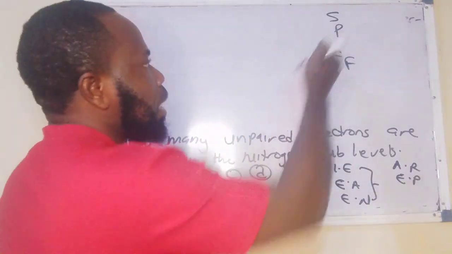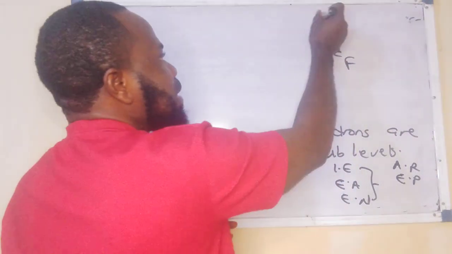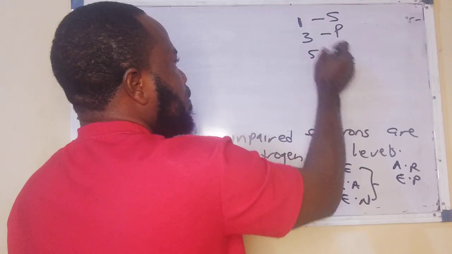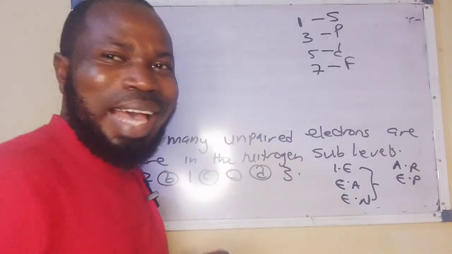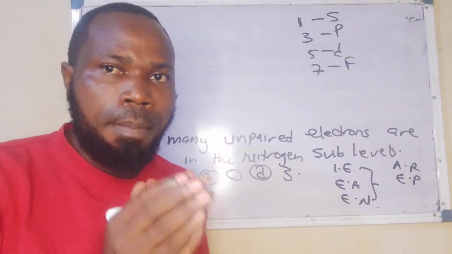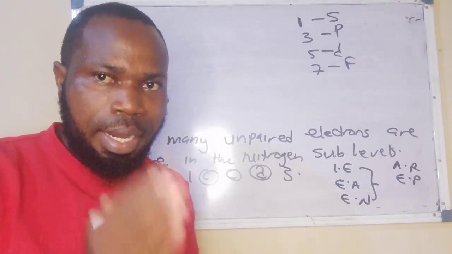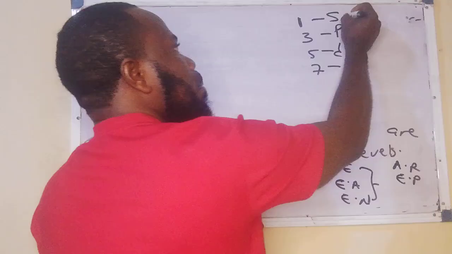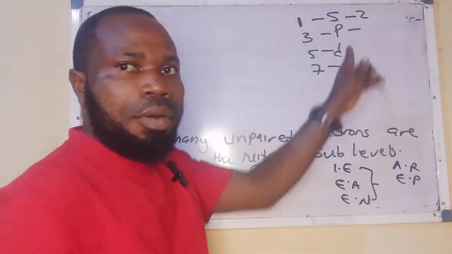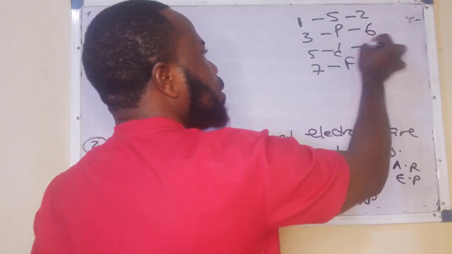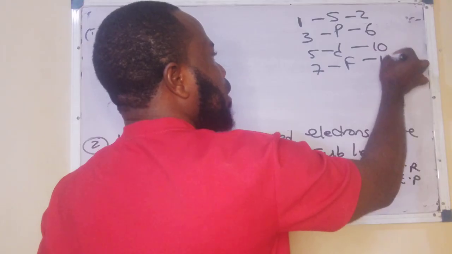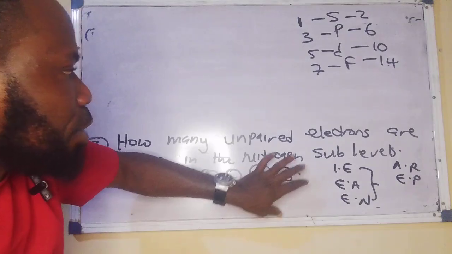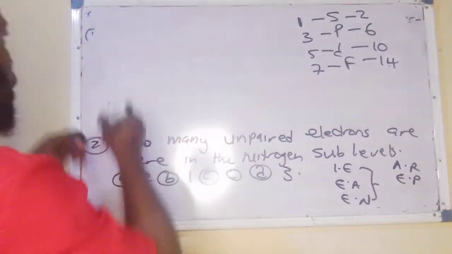Now you should know that these are sub-levels or subshells: S has one orbital, P has three, D has five, while F has seven. An orbital carries a maximum of 2 electrons. That is to say, because S has one orbital, it can carry a maximum of 2 electrons. P can carry a maximum of 6 electrons. D can carry a maximum of 10. F can carry a maximum of 14 electrons.